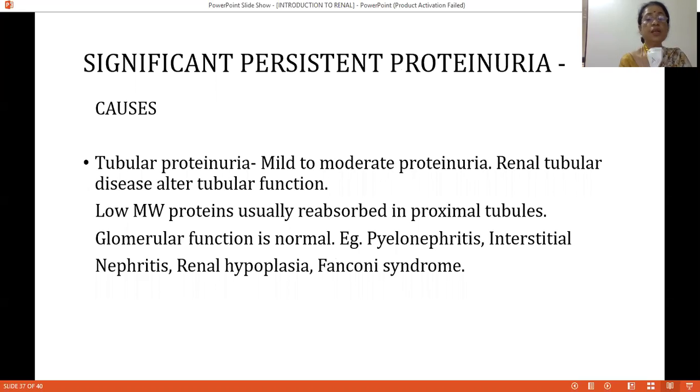Then tubular proteinuria, which may be mild to moderate. Renal tubular disease alters the tubular function. It is low molecular weight protein, which is normally absorbed in the proximal tubule, and the glomerular function is normal here. You will get it sometimes with lower urinary tract infection, pyelonephritis, interstitial nephritis, renal hypoplasia, Fanconi syndrome.